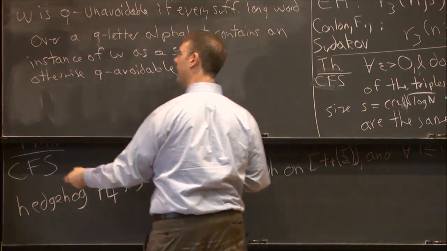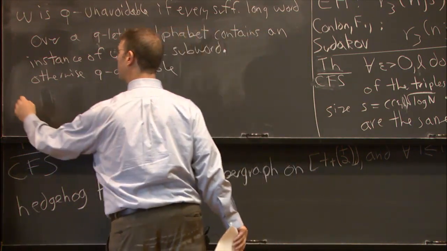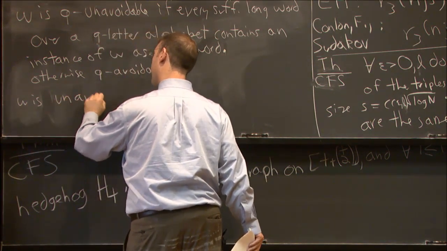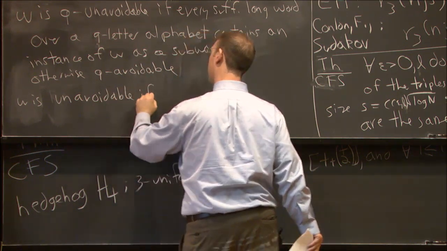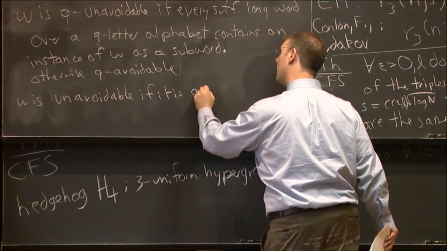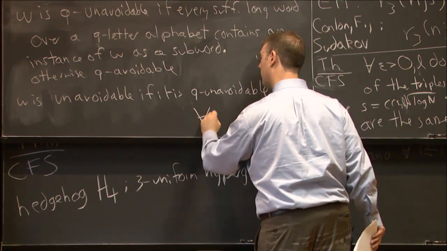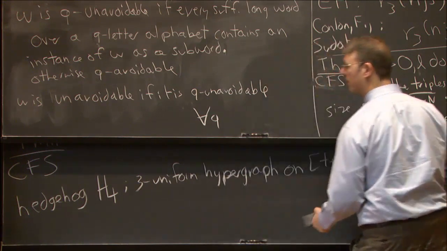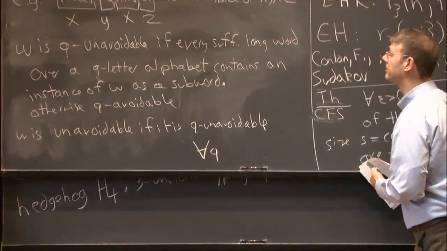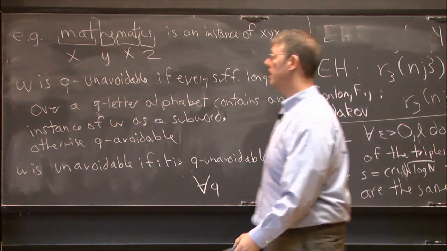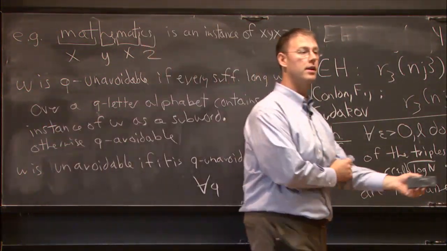And W is just called unavoidable if it is Q unavoidable for all Q. So these are for all positive integers Q. W is in some alphabet, which is a subcase of the Q letter alphabet.